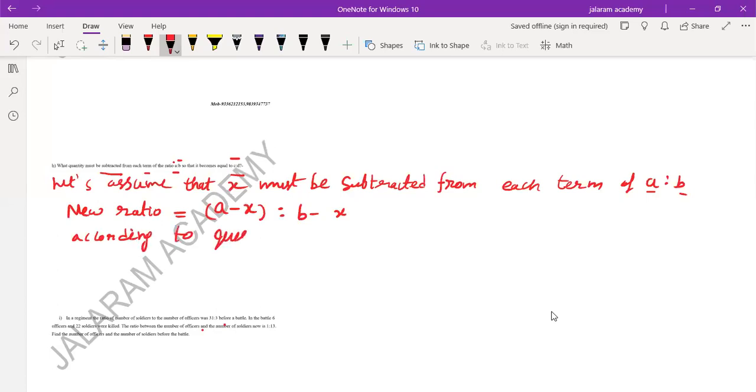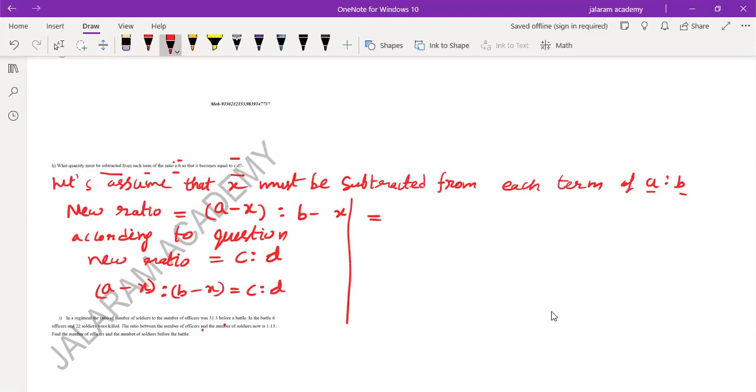According to the question, the new ratio equals C is to D. That is, A minus X is to B minus X equals C is to D. And we know that for two ratios, product of extremes equals product of means. If two ratios are equal, the product of their extremes equals the product of their means. Means A minus X into D, the extremes, equals B minus X into C, the means.